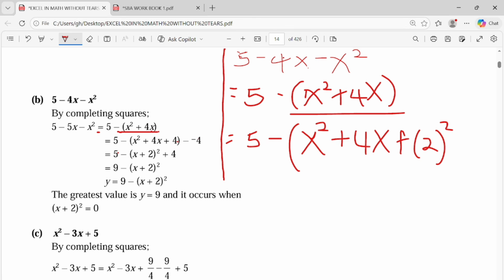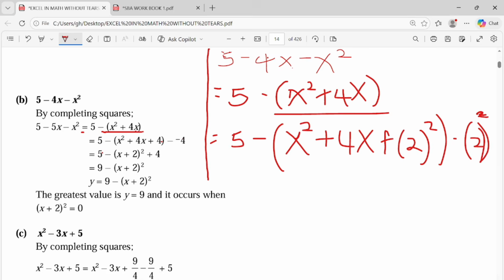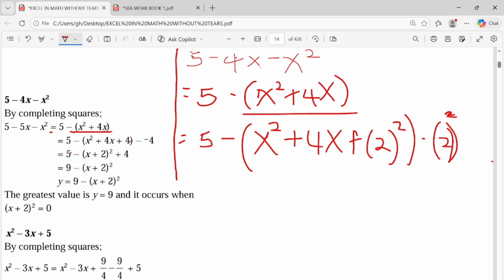But still we do not have equal signs here, so we shall be subtracting it again. So it will be a 2 minus a 2 squared. This will be a 2 squared. So now after doing that, you realize you're coming up with a 5, and then inside the bracket, you try to generate a single bracket that will combine this x squared and this 2.